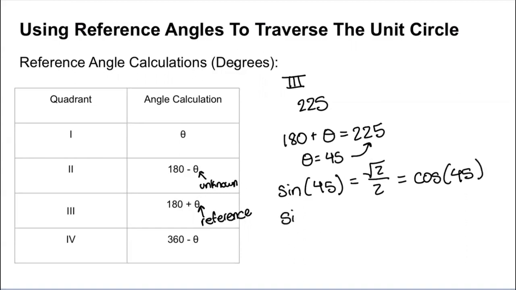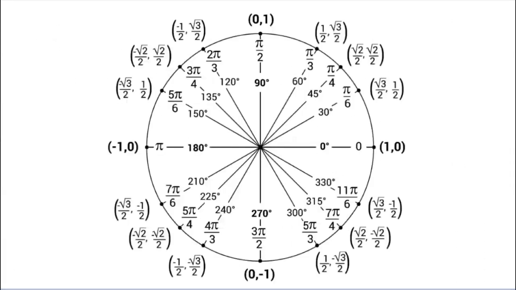So if we wanted the sine of 225, well, we know that 225 degrees is in quadrant three. So sine and cosine are going to be negative. This is going to be negative root 2/2. And this should be the same thing as cosine of 225 degrees. And if we look here at 225, we draw our angle down. And yep, we see that it corresponds.